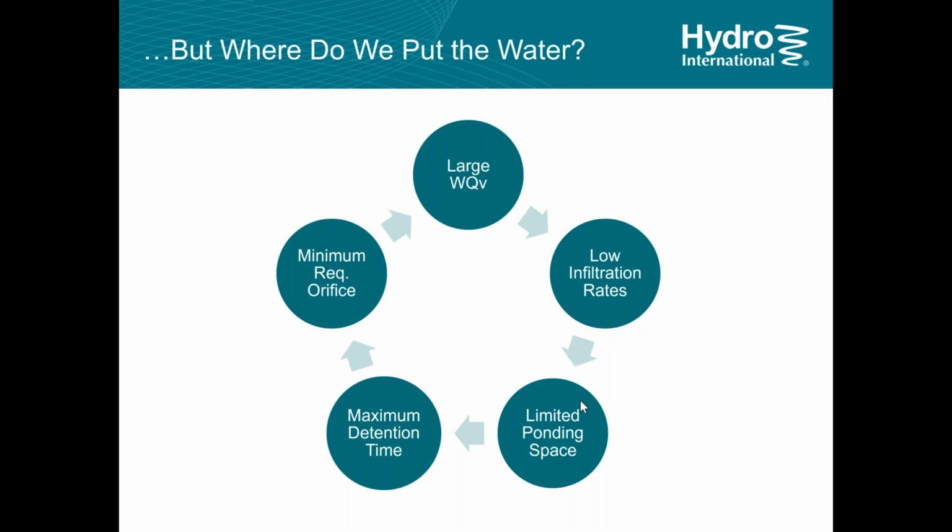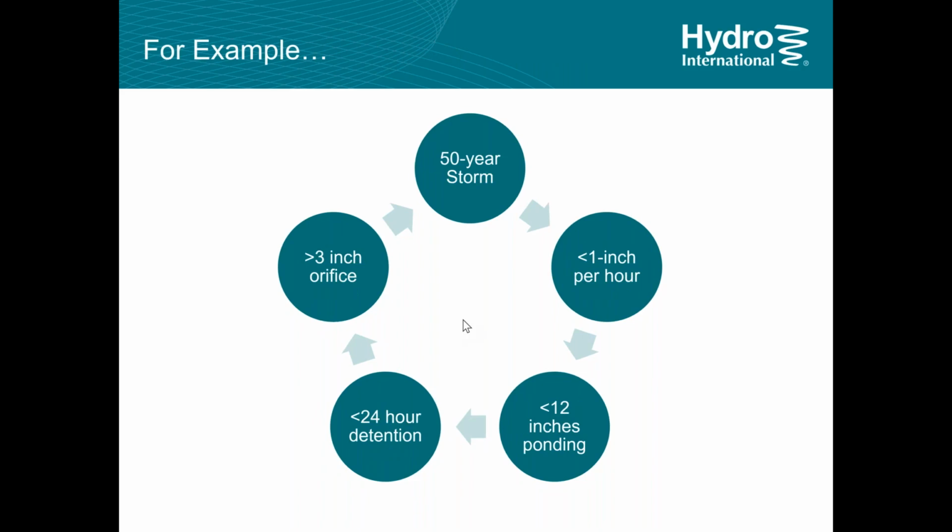Now, it can't get into the ground fast enough, so you have to pond it. But where is your ponding going to occur? And then once you have this water ponded, how long is it going to stay there? There may be regulations about how long you can have ponding on a site. And as you're moving this water all around your site, trying to get creative about where it goes and how you're infiltrating it, you may have requirements about minimum orifice sizes, and at the low flow rates that we're talking about here, that can be a challenge. So all of these things are hard to juggle.